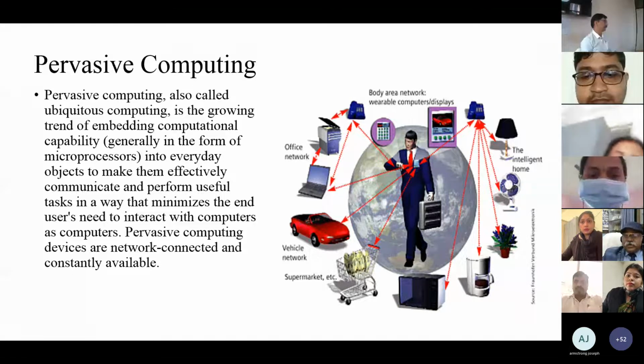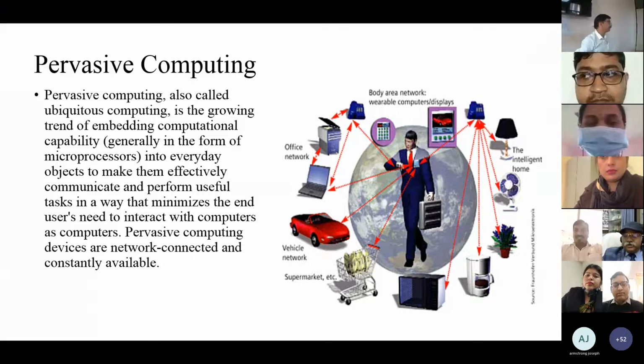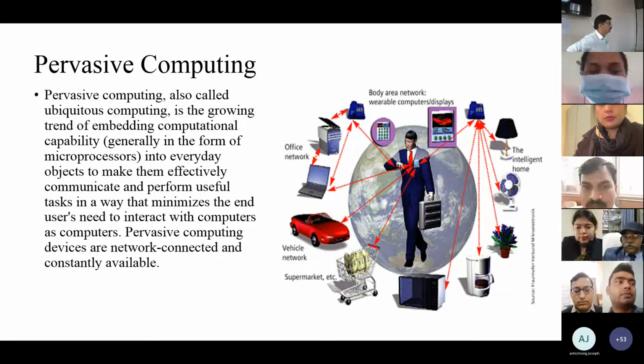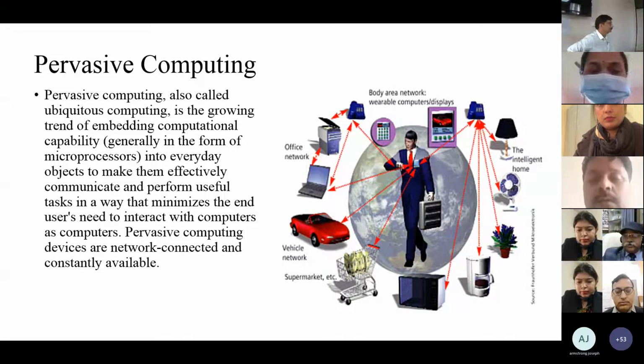So pervasive computing and ubiquitous computing both are the same, both are omnipresent kinds of computing, except for one difference. In pervasive computing, the user may or may not be aware of the computing or that element or the sensor or the information being passed or the information being sensed.